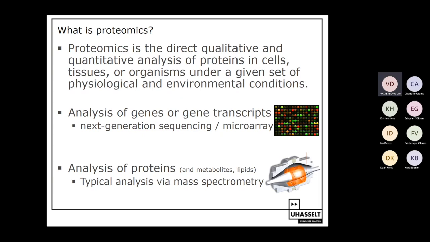So we have genomics or transcriptomics. We have a variety of omics disciplines, and the most famous are transcriptomics and genomics, where we analyze genes or gene transcripts nowadays with next generation sequencing and microarrays. Then there are proteins, proteomics, and also metabolomics and lipidomics. These are typically analyzed by mass spectrometry.